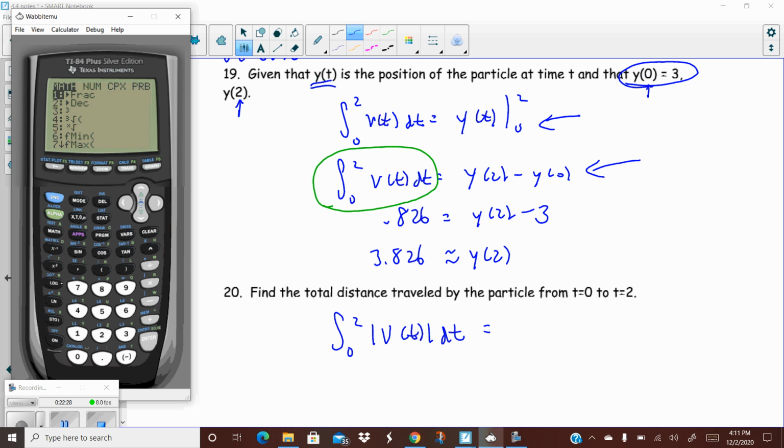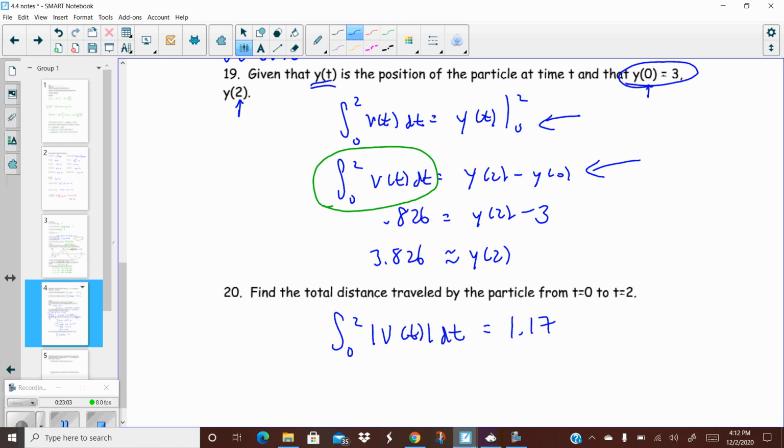So math 9, 0, 2. So math num, absolute value. You'll get used to this after a little while of using it. And then it's x sine x squared dx. And so the total distance traveled by this particle in the first 2 seconds is, drum roll please, 1.173. And again, there would be units attached to this if they were there.